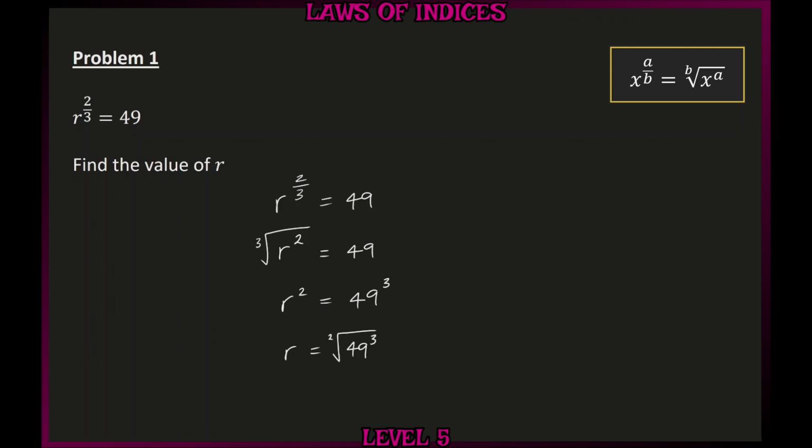Now, starting with the root, the square root of 49 is 7, because 7 times 7 is 49, so our equation becomes r is equal to 7 to the power of 3, and 7 to the power of 3 is 7 times 7 times 7, which gives us 343. So our final answer for problem 1 is r is equal to 343.